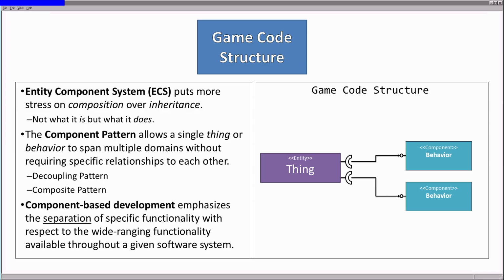The component allows a single thing or behavior to span multiple domains without requiring specific relationships to each other. It is considered a decoupling pattern, and it has a lot in common with the composite pattern, where programming objects are composed of other programming objects. Component-based development emphasizes the separation of specific functionality with respect to a wide-ranging functionality available throughout a given software system.